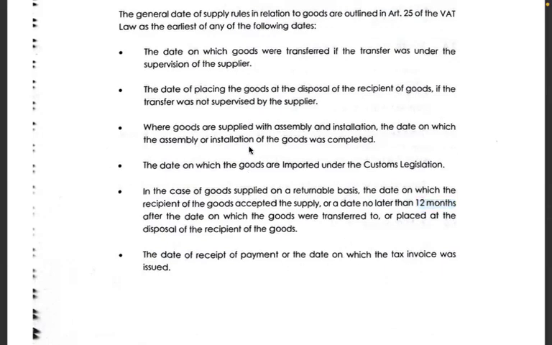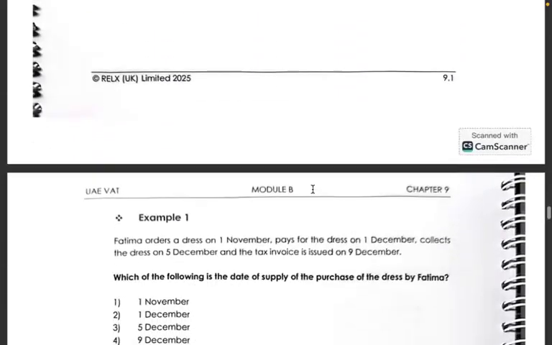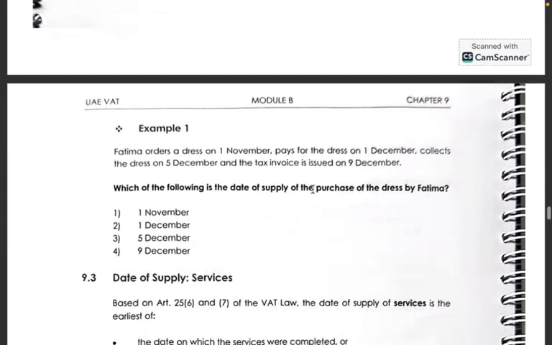Whichever of these 7 points happens first, the earliest, that date will be the date of supply. What will be the consequence of the date of supply? This will mean that the supply has already taken place, and if there is VAT to be reported in that period, in that month's return, that supply will be included.